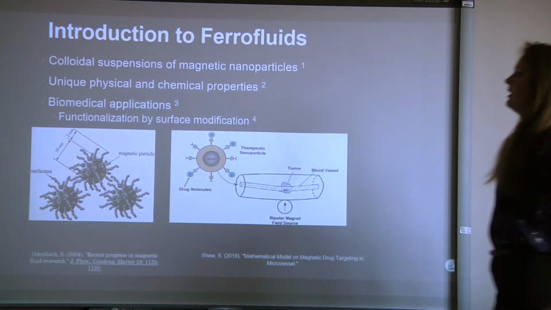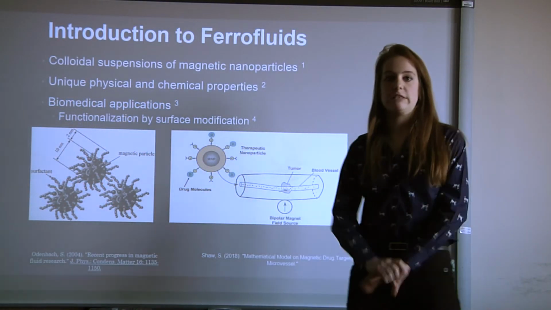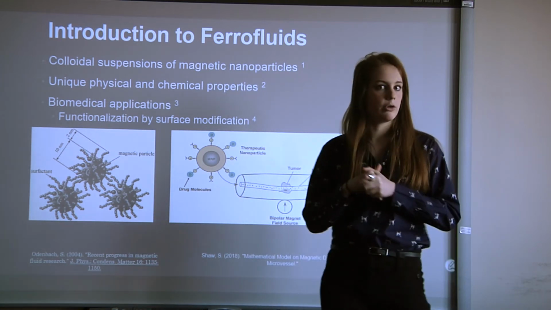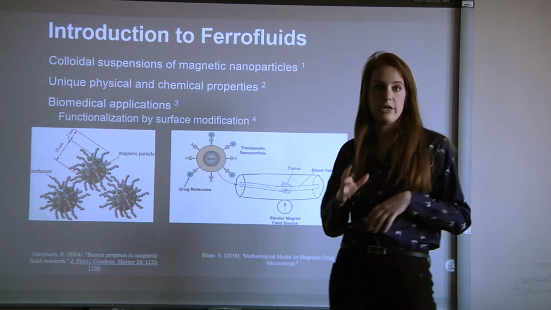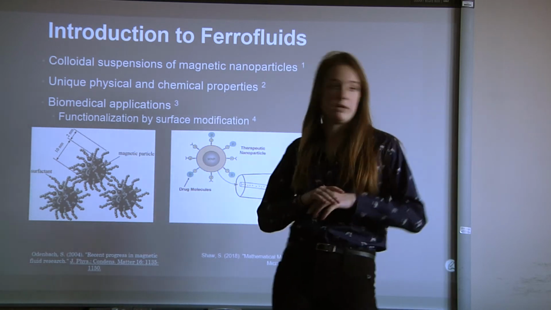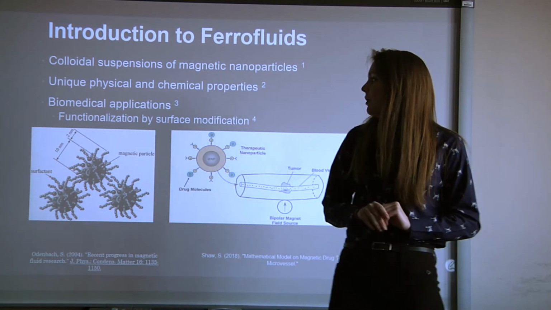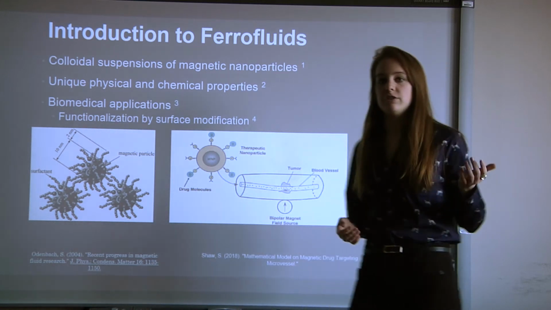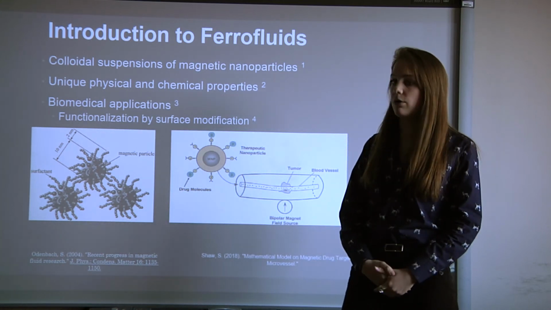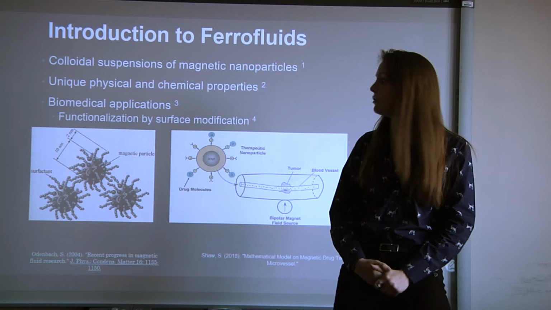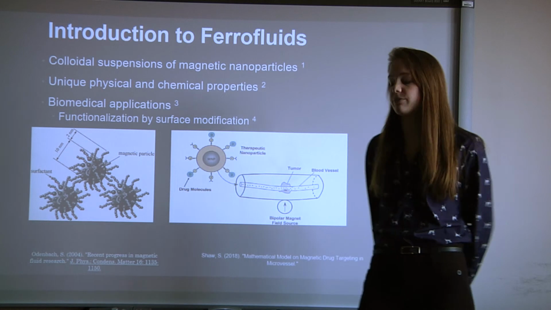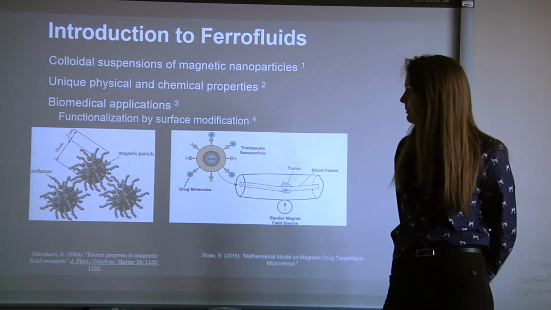A quick introduction to ferrofluids. They are colloidal suspensions of magnetic nanoparticles, which basically means very small magnetic particles suspended, even monodispersely, in liquid. They have unique physical and chemical properties because of their size. They have many applications. They were originally synthesized for use as jet fuel for their ability to orient in zero gravity, but now are focused more towards biomedical applications, such as MRI imaging, contrast agents, magnetic drug targeting, and hyperthermic cancer treatments.